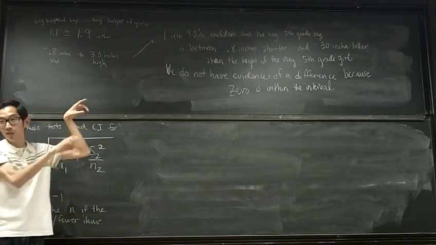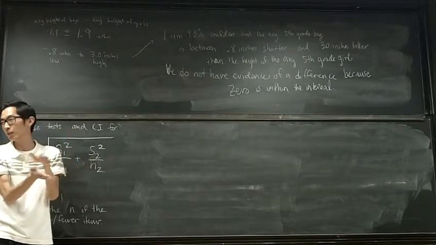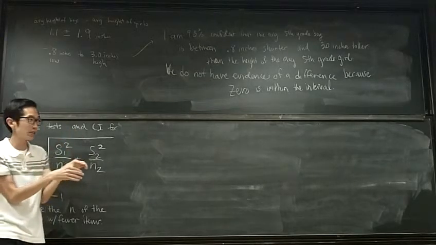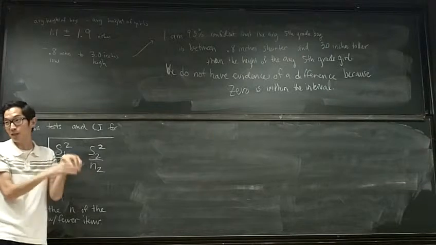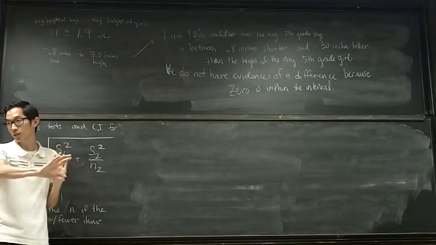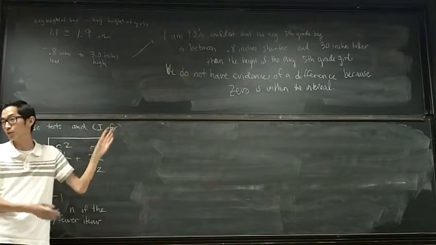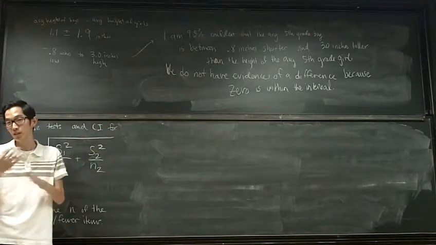I structure all of my questions so that you've got to give me a very specific thing that I'm looking for, okay? So I will say, please finish this sentence: I'm 95% confident that... Then you've got to write the correct thing, okay? Or I might say, based on this confidence interval, do we have evidence of a difference? And you have to write yes or no.